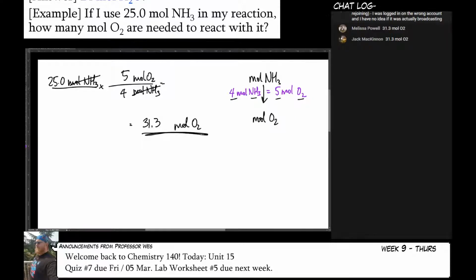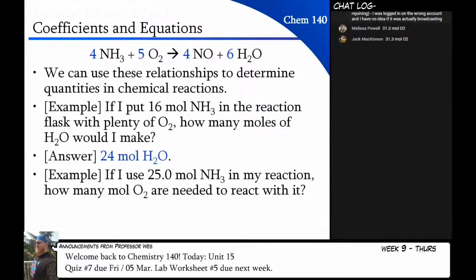All right, now that you know how to turn things from moles of something to moles of something else, you could then turn those quantities into grams. So if instead of moles, I wanted you to tell me what mass of oxygen you had, or maybe instead of giving you moles to start, we gave you a mass of ammonia to start with, you could do this calculation anyway. You just need to do the extra step. So you would convert from grams to moles, then do this mole to mole ratio that we just did, and then do moles to grams. So that's where we're going with this for today's lecture.